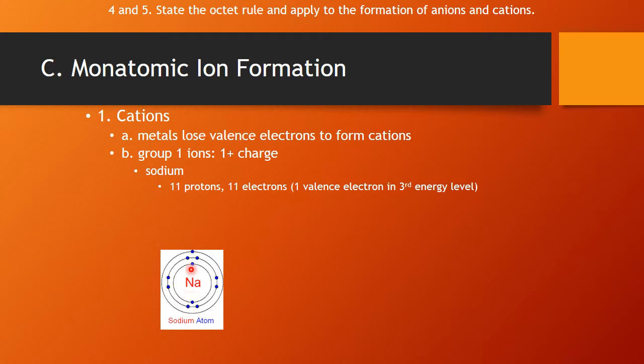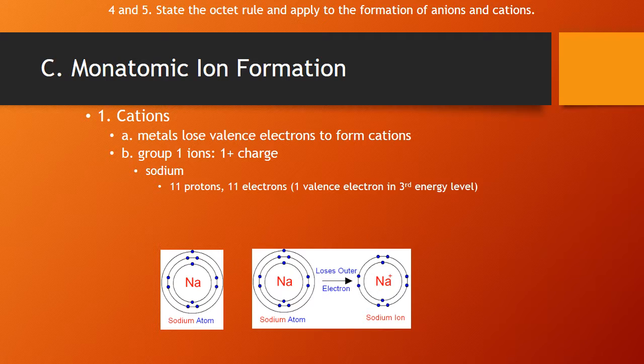And then we have 3 energy levels, 1, 2, and 3. And then the first energy level has 2 electrons, the second has 8, and then the third has 1 for the 1 valence electron, for a total of 11. So sodium, just like lithium, is going to lose that outer energy level electron. So it's going to go from 3 energy levels to just 2.